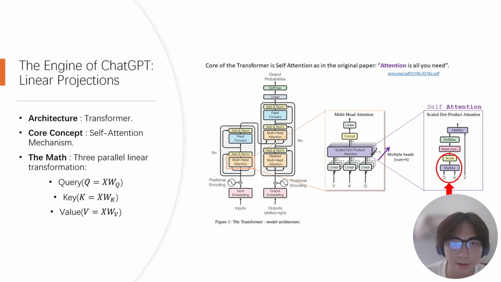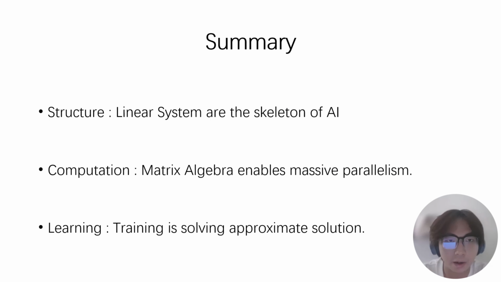To summarize all this: first, linear systems are the skeleton of AI, from the single neuron to the largest model. The structure is defined by linear equations. Second, matrix algebra enables massive parallelism. It allows us to compute millions of parameters instantly on GPUs. And finally, learning is essentially solving for an approximate solution. We are solving over-determined linear systems to make predictions about the world.